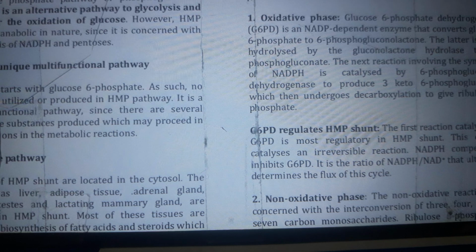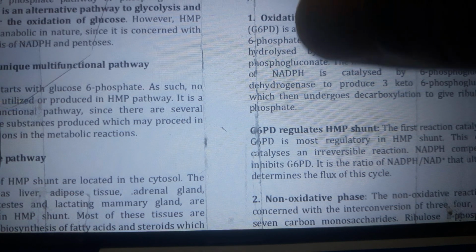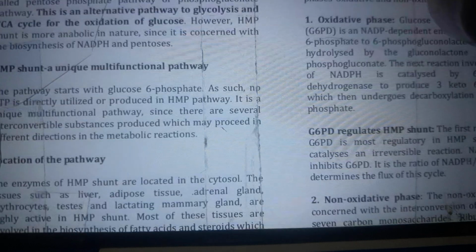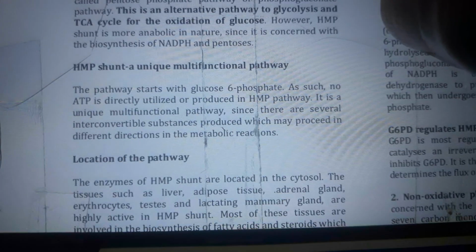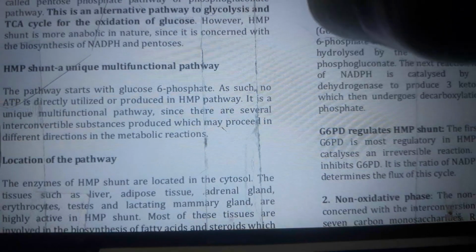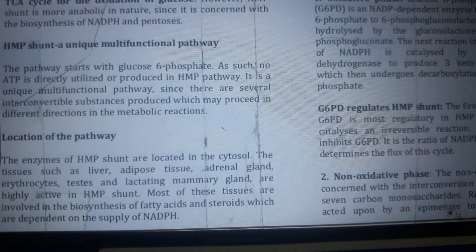The next section is J4, hexose monophosphate shunt, interconversion of hexoses and pentoses. Hexose monophosphate pathway or HMP shunt is also called pentose phosphate pathway or phosphogluconate pathway. This is an alternative pathway to glycolysis and TCA cycle for the oxidation of glucose. However, HMP, hexose monophosphate shunt, is more anabolic in nature since it is concerned with the biosynthesis of NADPH and pentoses.